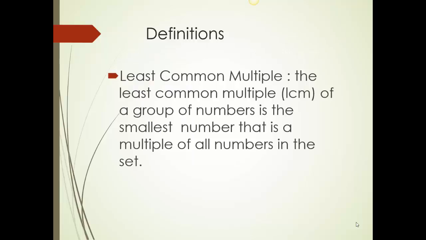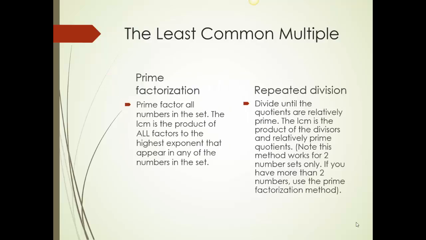All right. So let's try the second thing in this video, which is called the least common multiple. We shortcut this one to LCM. The LCM of a group of numbers is the smallest number that is a multiple of all numbers in the set. Again, I'm going to do both of the same types of methods that I had before. I'll do prime factorization and I'll do repeated division.